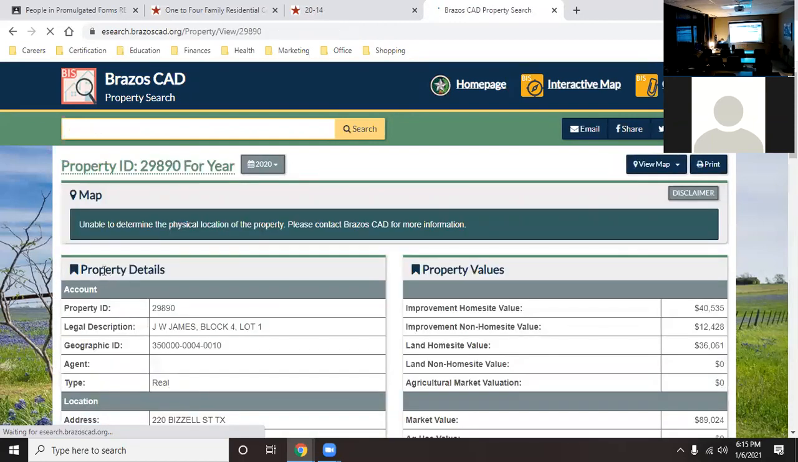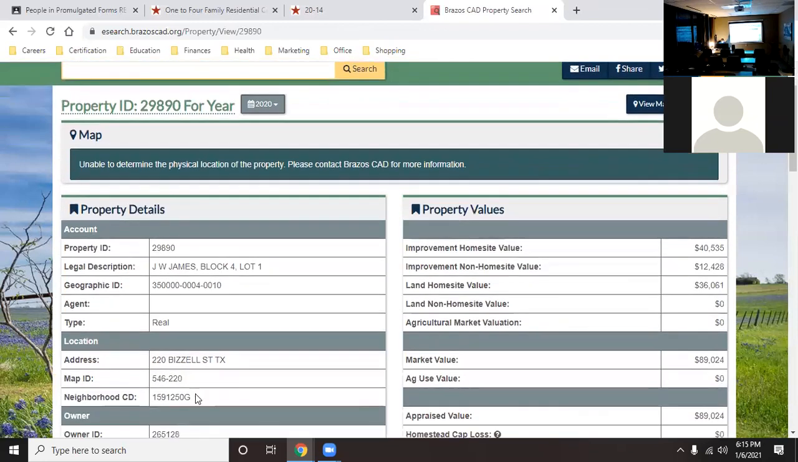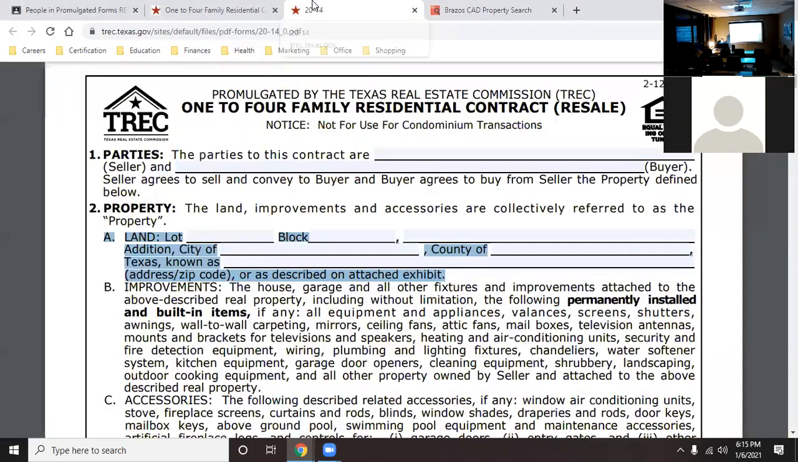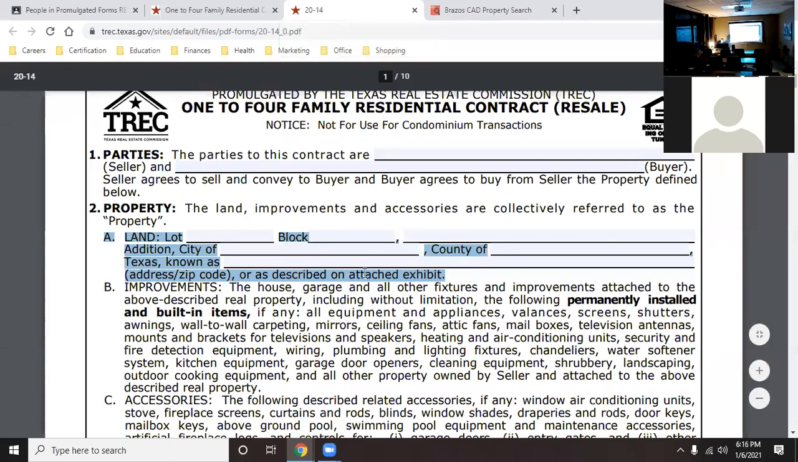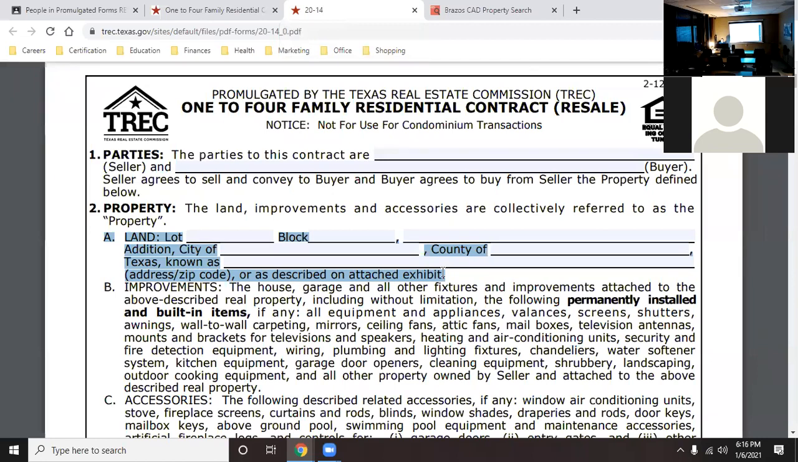And what happens is, in this particular situation, you will notice here is the address of the property. But if you look right up here, here is the legal description. So if I was filling out that contract, you see I got block 1, block 4, J.W. James. So what I would do is go back to my contract, enter my lot, my block, J.W. James of College Station, County of Brazos, known as, enter the address, and I have now filled out my legal description. Does that make sense?